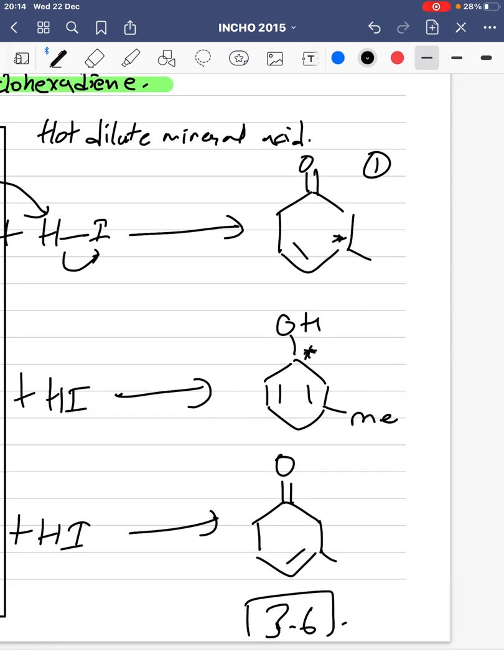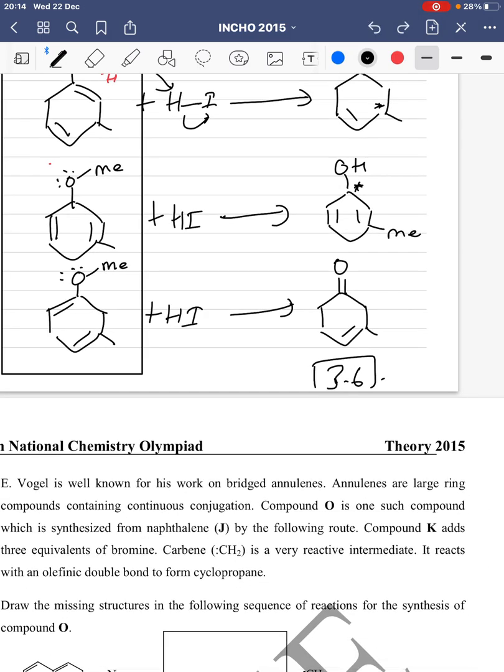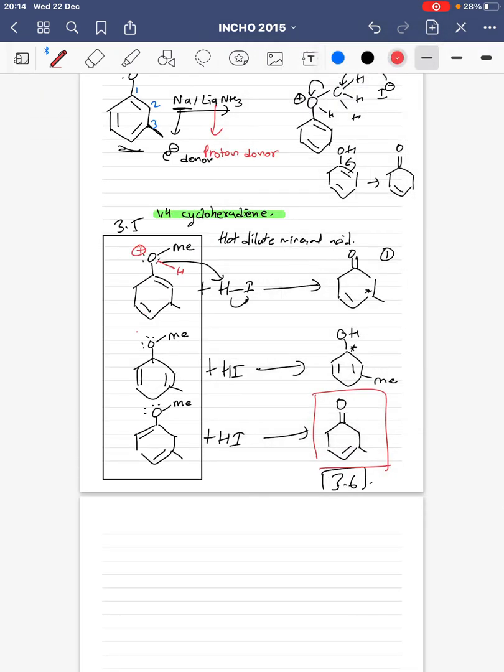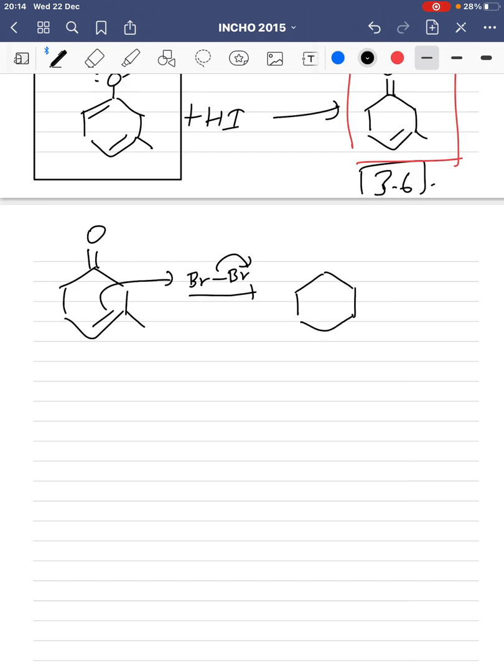Okay, and the compound that is not chiral is... this is chiral. This is the chiral center. This is also chiral, but this is not chiral. So our answer for G would be this. Let's move to H. We add Br2 to this. It does electrophilic addition reaction.